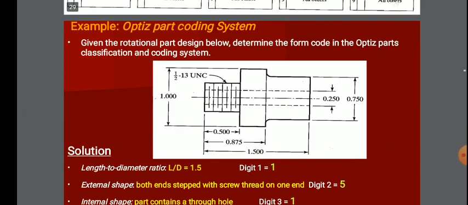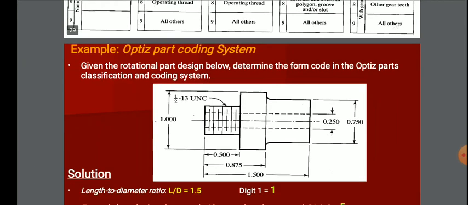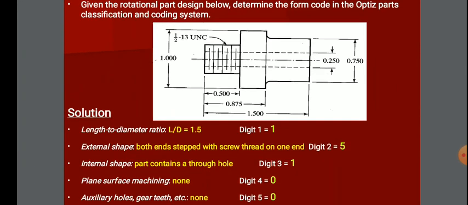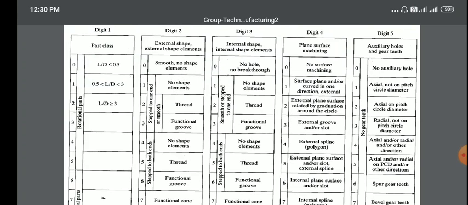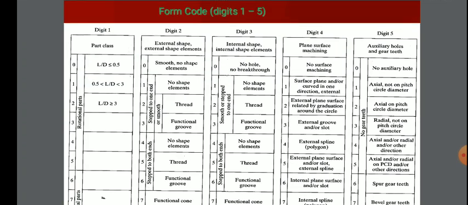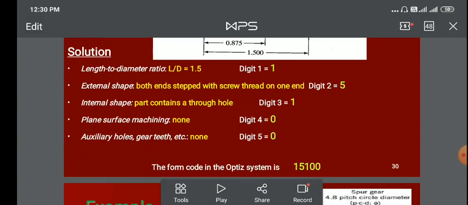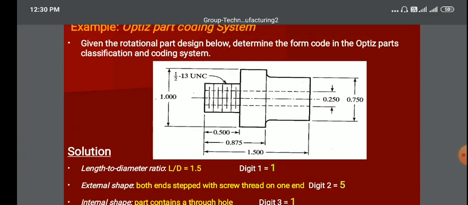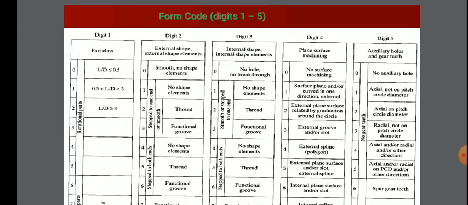Now we want to go for digit 3. It is internal shape and internal shape elements. The part contains a through hole. Yes, the through hole has been operated here. So we have to put 1 as the internal digit, so you have to mention the third digit as 1. Plane surface machining: there was no plane surface machining operation done here. That is the reason they have put 0, for 0 represents no surface machining.